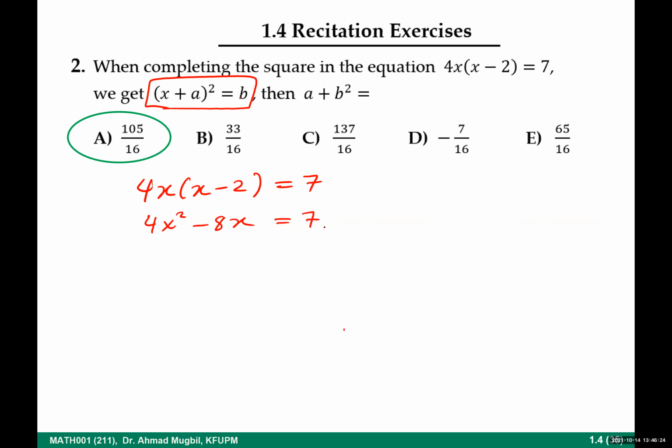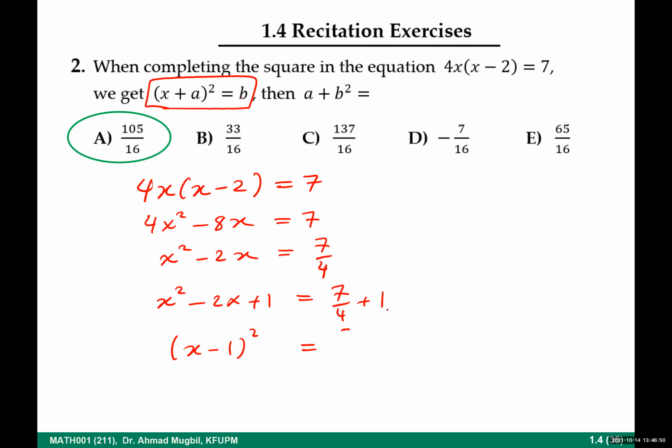Then we will divide both sides by what? By 4. This is the algorithm of completing the square, 7/4. Now we will add the coefficient of x is -2, the half of it is -1, square it is 1. So you will add 1 for both sides. Now here in the left hand side we have a perfect square, and on the right side we have 11/4. Now by using the square root property, square both sides, what you will get?